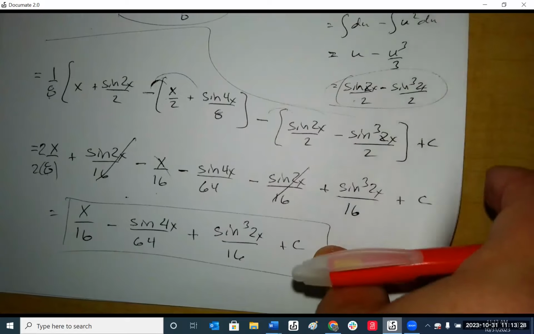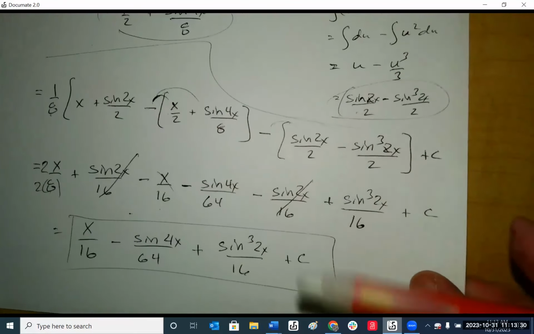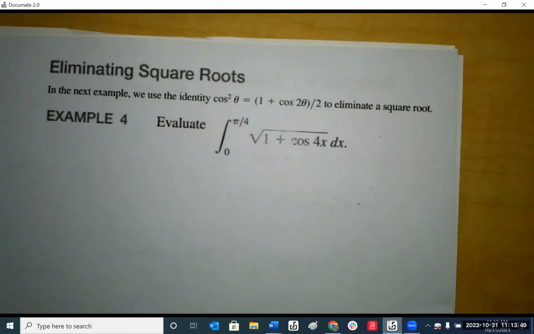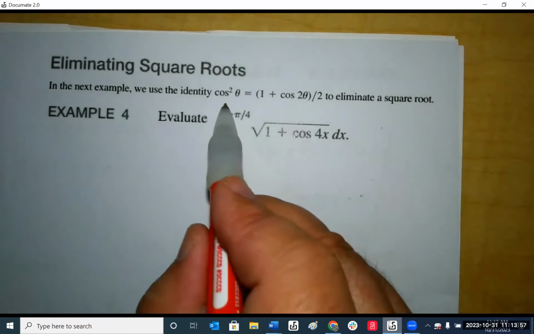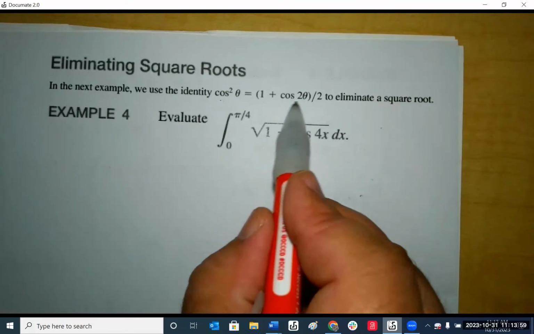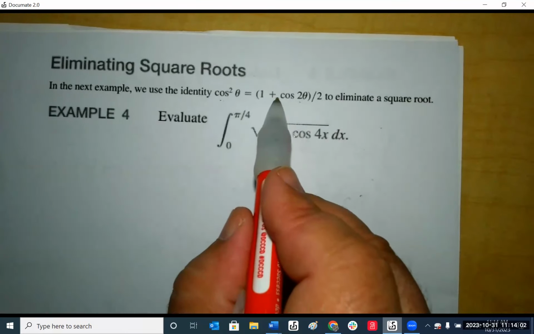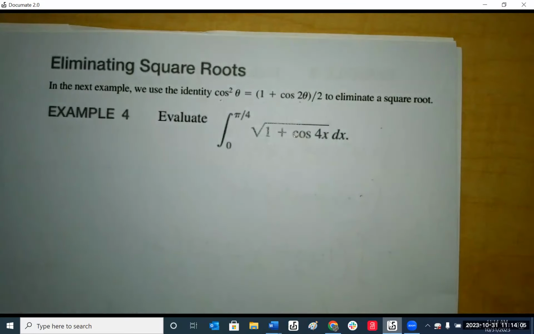All right, so that was example 3. Let me put example 4 up there. Now, what if we have a radical in our equation? In this next example, use the identity cosine squared equals 1 plus cosine 2x over 2. It's a power reduction to help us eliminate the square root.